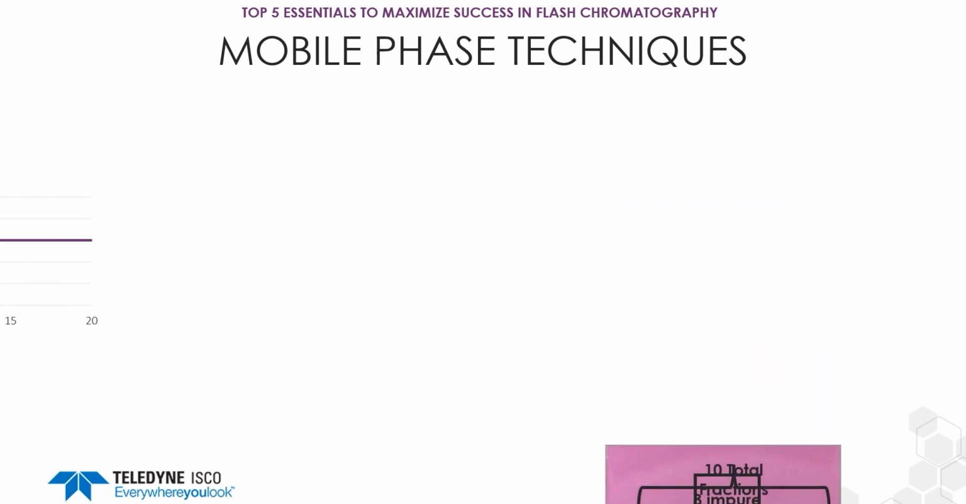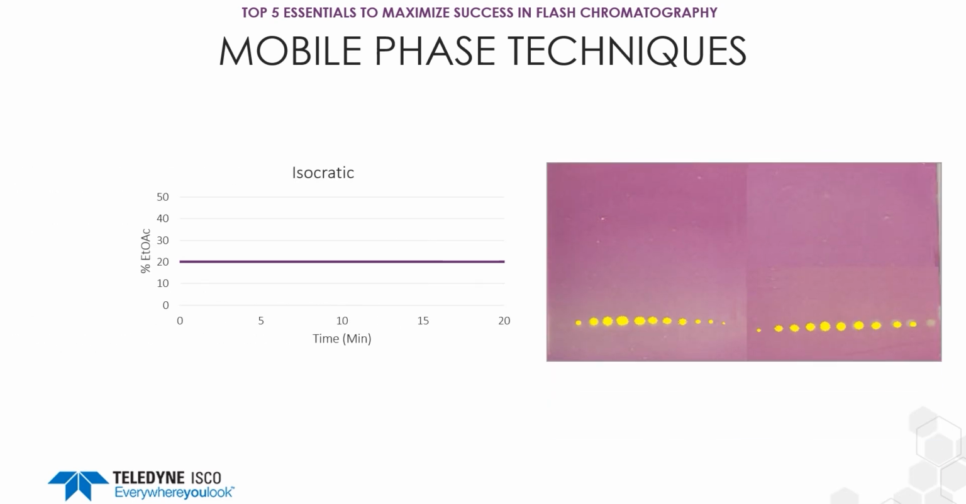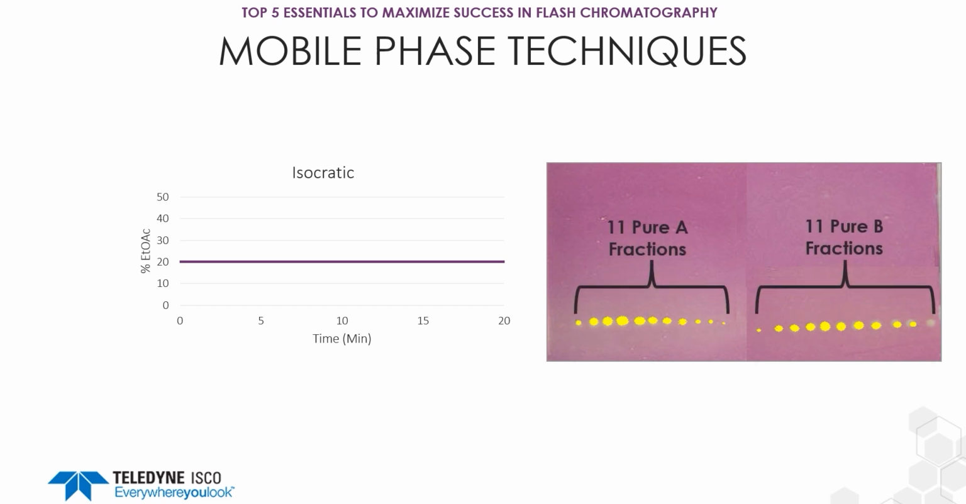So let's drop that isocratic percentage and run an isocratic run at 20% ethyl acetate in heptane. Here you can see that we are achieving those pure fractions. We get 11 of each amide. And as I mentioned earlier, isocratic runs might take more method development time, but you can normally always get good separation with an isocratic. It's just going to take time and quite a bit of method development.